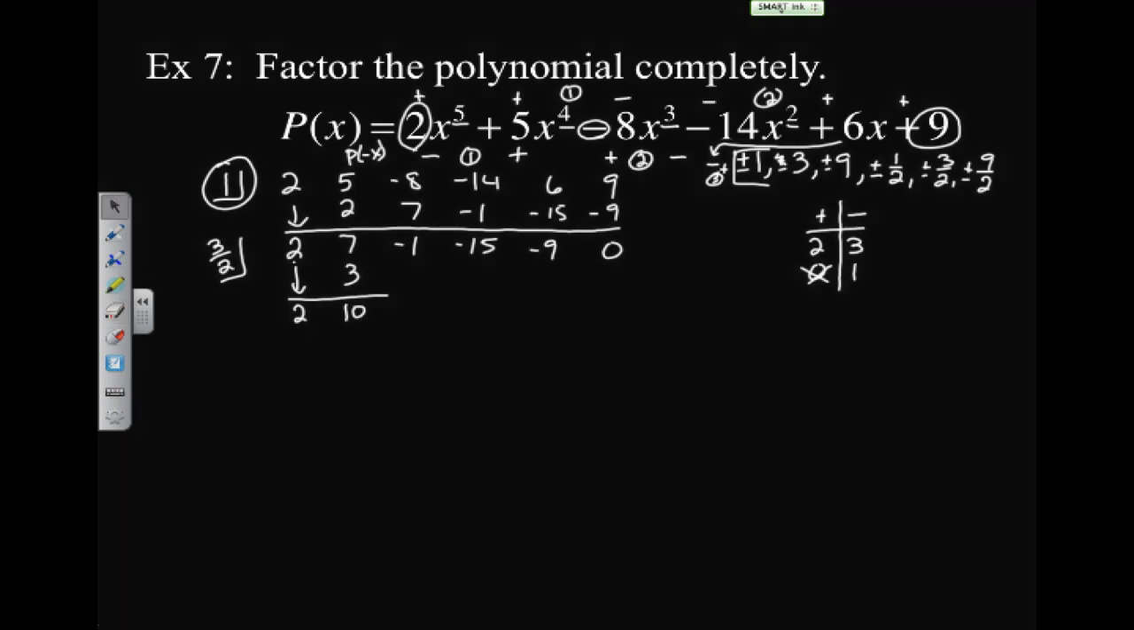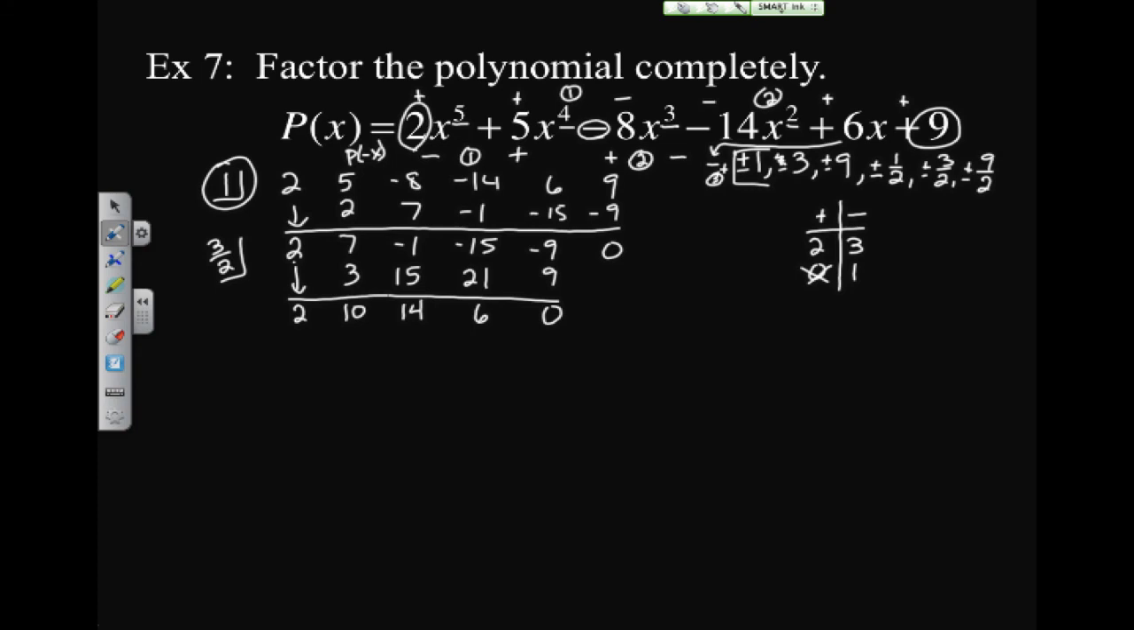Something didn't seem right. 10 times 3 halves is going to be 15. Wait, where was I? 15 right here. So that's going to give us 14. 14 times 3 halves is going to be 21. And that gives you a 6. And 6 times 3 halves is actually going to be 9. That's going to work. Okay?